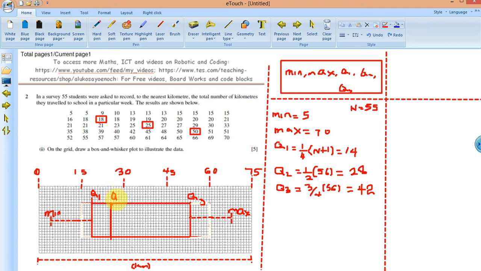So if you want the examiner to understand what you are doing, you can go ahead and label. So this here is 18 and this here is 25, the value. The minimum is 5, the Q3 is 50, our maximum is 70. Okay guys, this is 5 marks. I think it's worth it, so we have to take our time. Okay guys, that's the end of this question. Now guys, let's go to the next question.